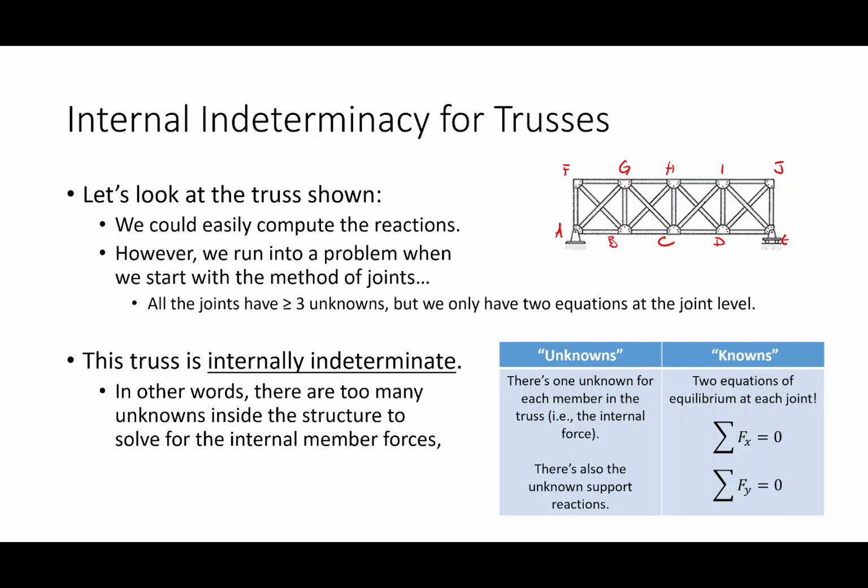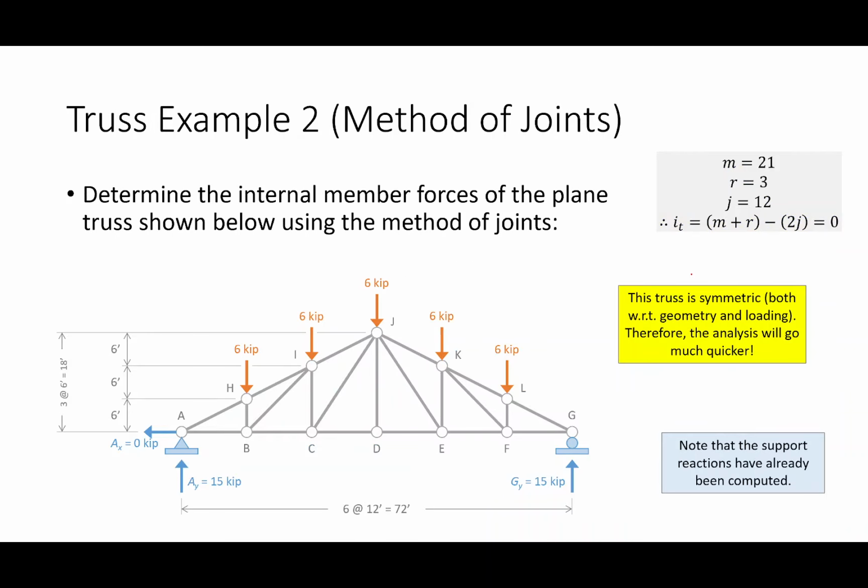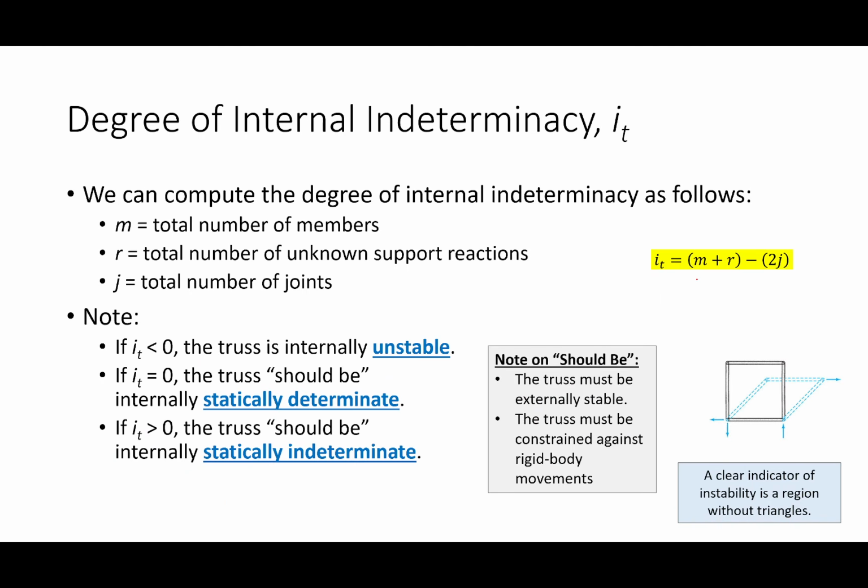So what I can now do is, if you remember we had an I sub E, now I can calculate an I sub T. I can calculate a degree of internal indeterminacy. And what am I doing? I'm comparing the number of unknowns to the number of knowns. That's what I'm doing, the unknowns minus the knowns. So the equation is in the same format as it was before, okay?